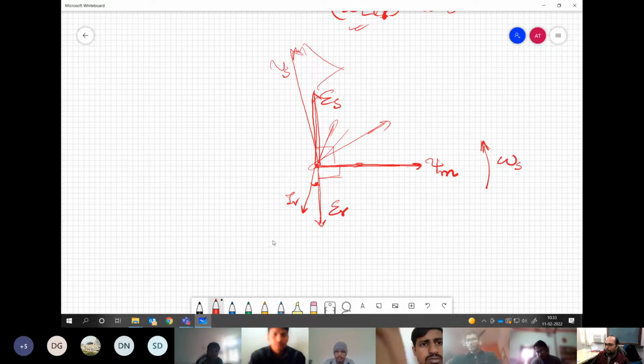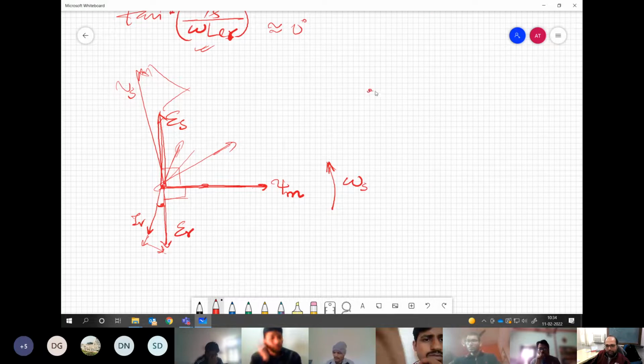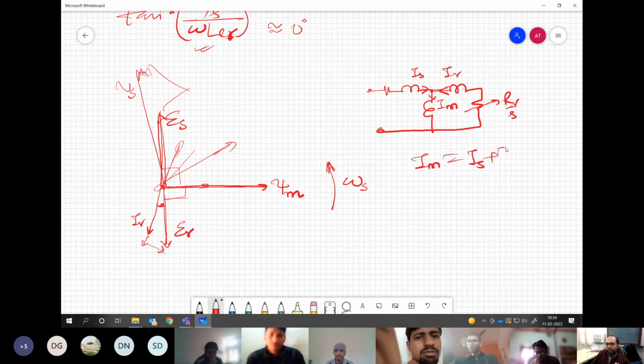Correct? Yes, sir. Fine, right? So you understood the phasor diagram for the fundamental component? Yes, sir. Why do we draw it like this? Sometimes, if you read some good books, you will find the equivalent circuit drawn like this, with the current direction shown like this: IS here and IR on this side going towards the magnetizing branch, and IM here. So they will write IM is equal to IS plus IR.